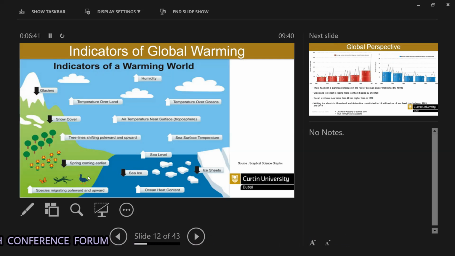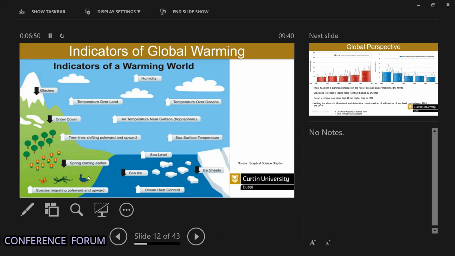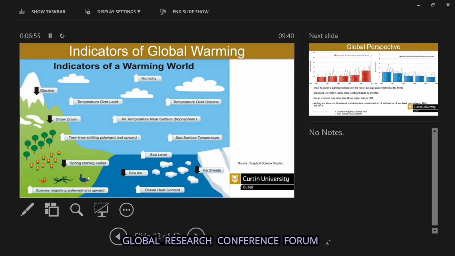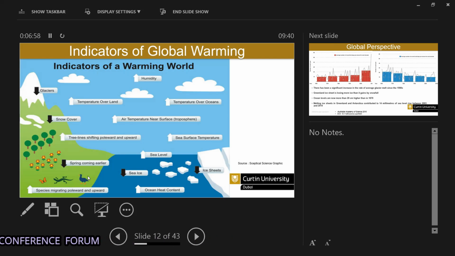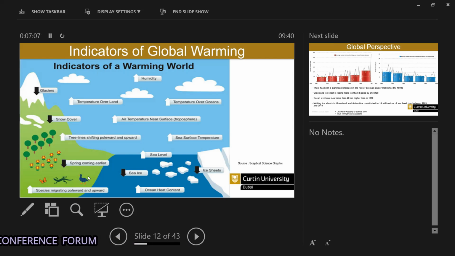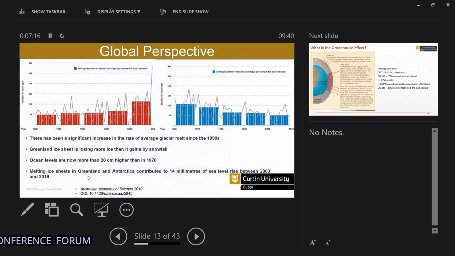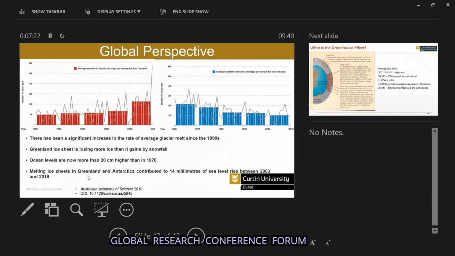Spring comes earlier, water vapor increases. Sea ice sheet is reducing, sea level is increasing, sea surface temperature is increasing, air temperature is increasing, humidity, all these. As I mentioned to you, the number of hotter days is increasing every year. Similarly, the number of colder days is decreasing every year.